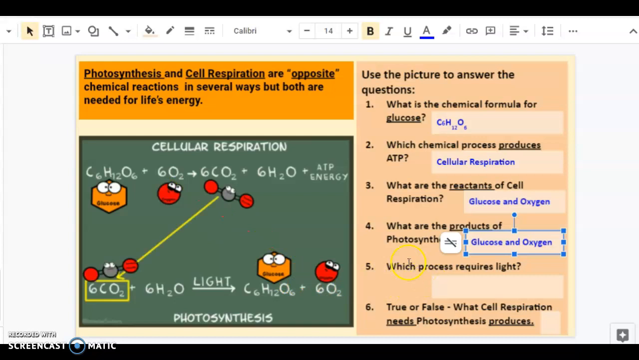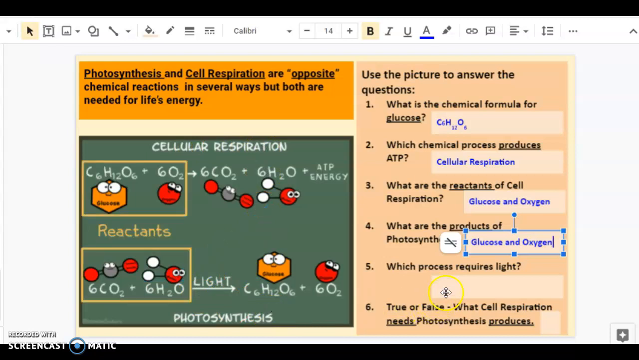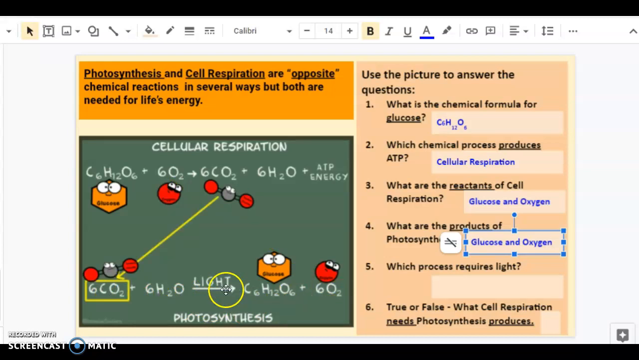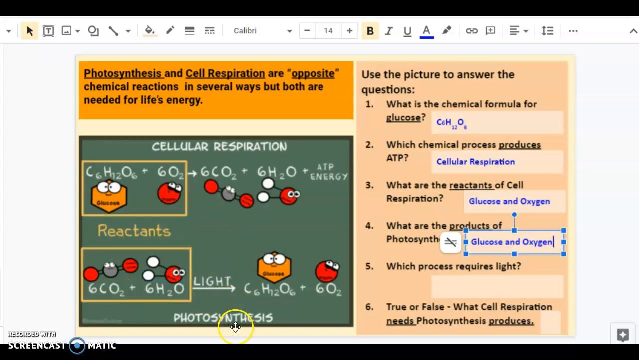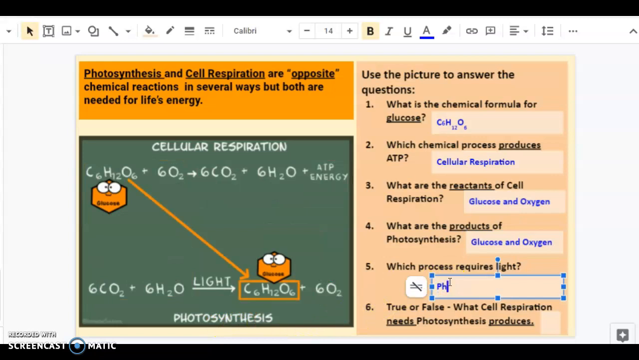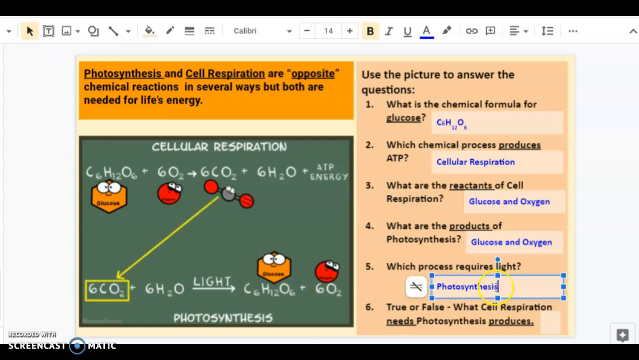Which process, so process is asking respiration or photosynthesis, requires light. And you can see here on the arrow, the word light is written. That means it's something that's not technically part of this reaction, but it is required for the work to happen. And so light is required by photosynthesis, which is part of how it got its name. Photo means light, and it's using light to synthesize or make sugars.